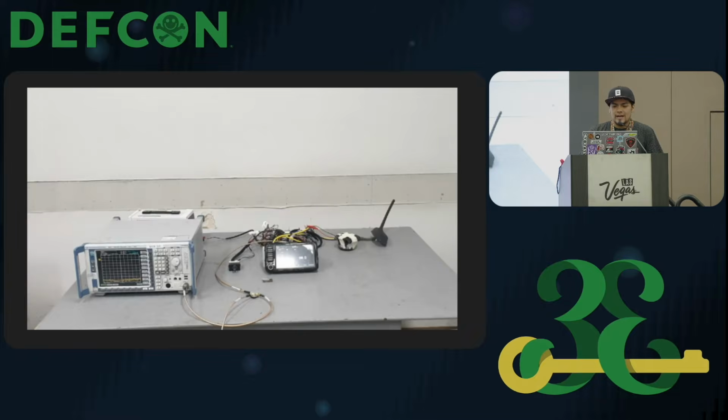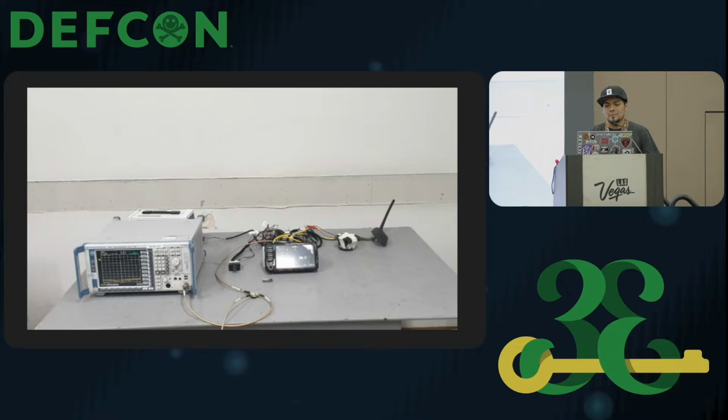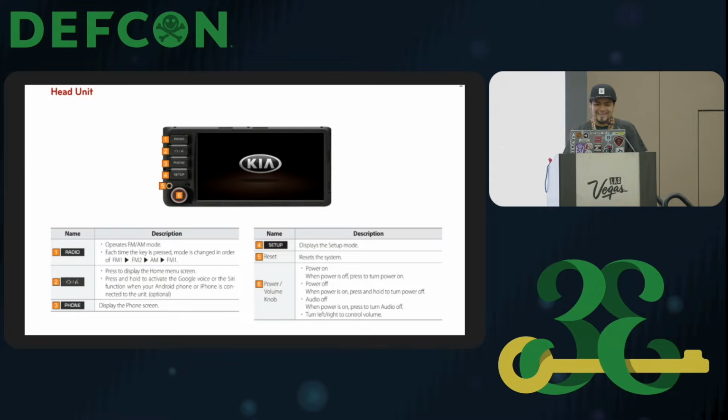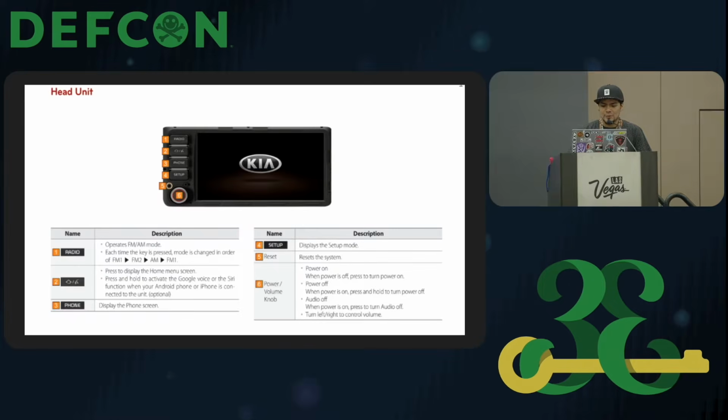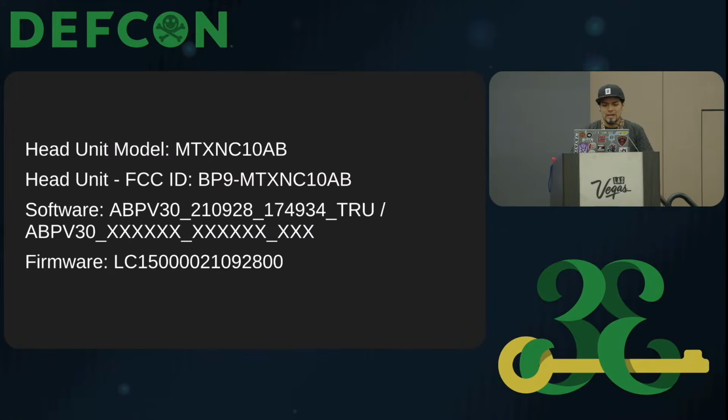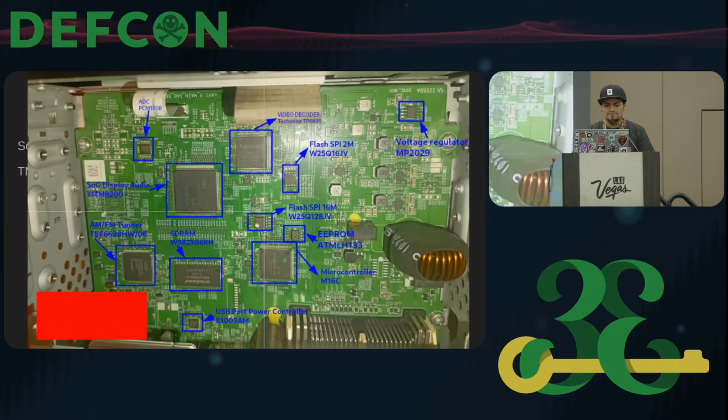So let's start reversing, in all the ways, the Kia infotainment console. Here we have the victim for today, this one, okay? Who has a Kia car? Nice. Do you recognize this type of infotainment console? Maybe it could be yours, so it's vulnerable. This is the head unit model, the head unit FCC ID. You want to check the software version, the firmware version, okay?